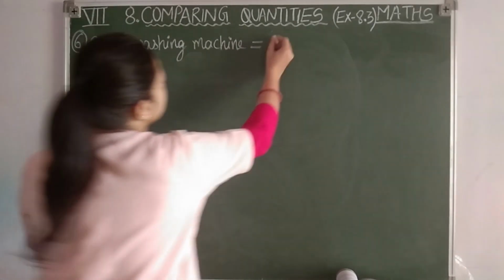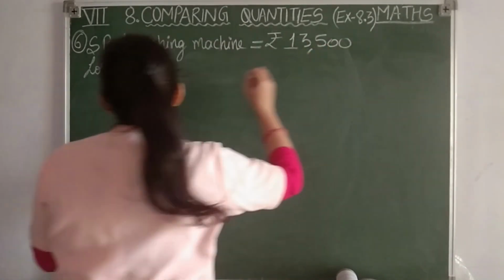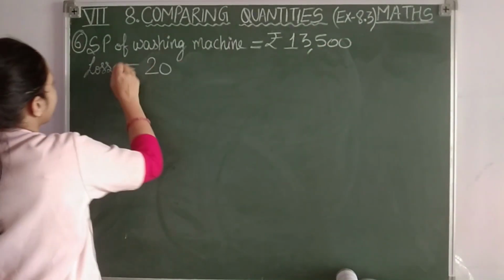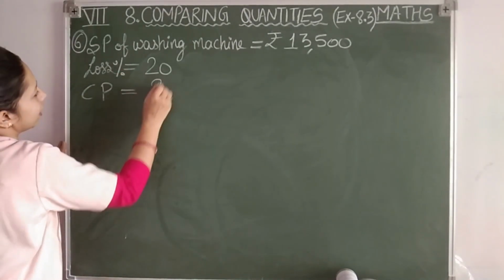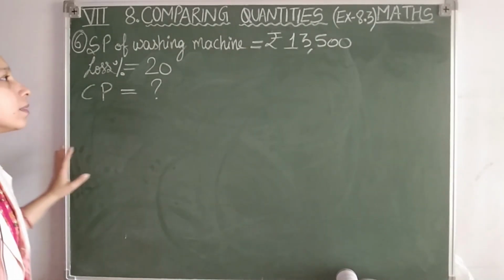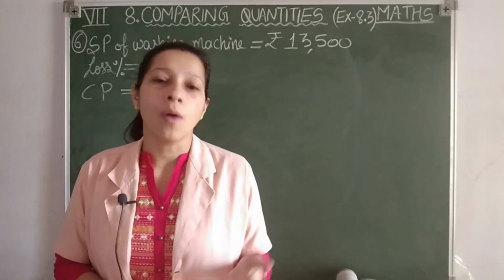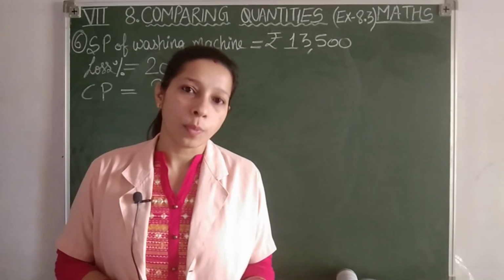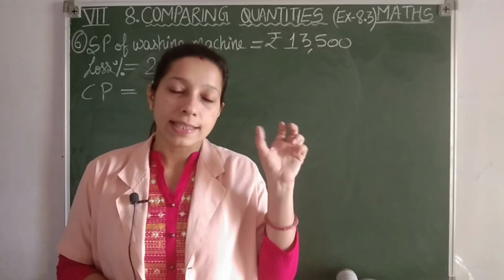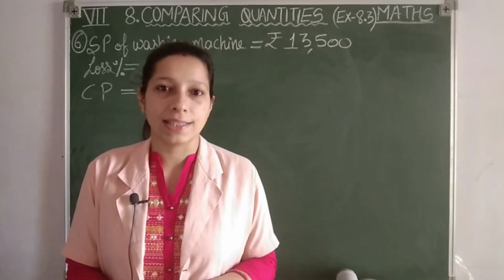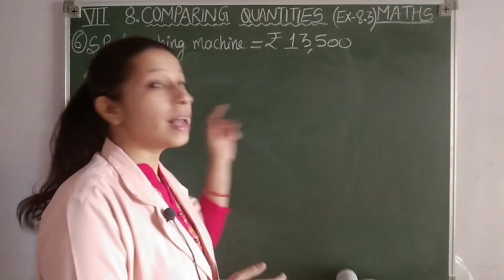Here the selling price of the washing machine is rupees 13,500. Then loss percentage is given, 20. Then we have to find out the cost price here. Cost price is not given to us. Students, whenever cost price is given to us, it is very easy to find the selling price. How? Because whether it is loss percent or profit percent, we simply calculate it on cost price. But if the selling price is given and cost price is unknown, then you have to learn one formula and you can easily find it out.